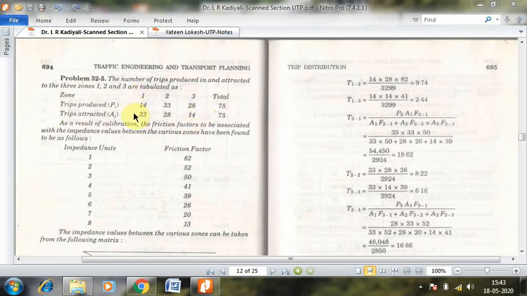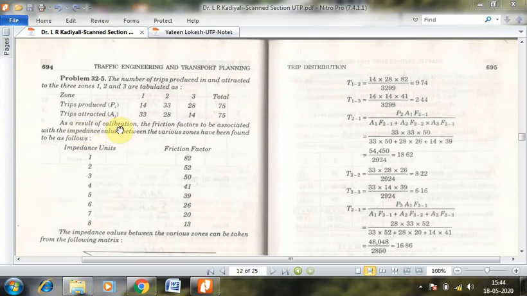So what this table means is there are 14 trips getting produced from zone 1 and 33 trips getting attracted to zone 1. Similarly, there are 33 trips getting produced from zone 2 and 28 trips getting attracted to zone 2, and so on. The total number of trips produced summed together is 75, and the total number of trips attracted is again 75. Normally these two will always be equal because every trip produced will have to end somewhere among these three zones. So the sum total will be the same.